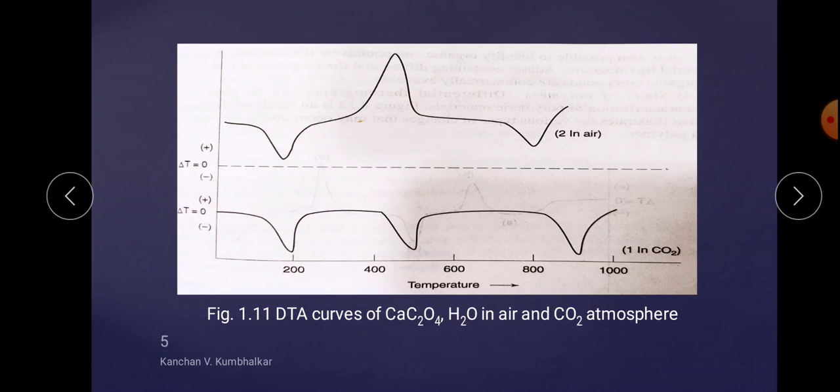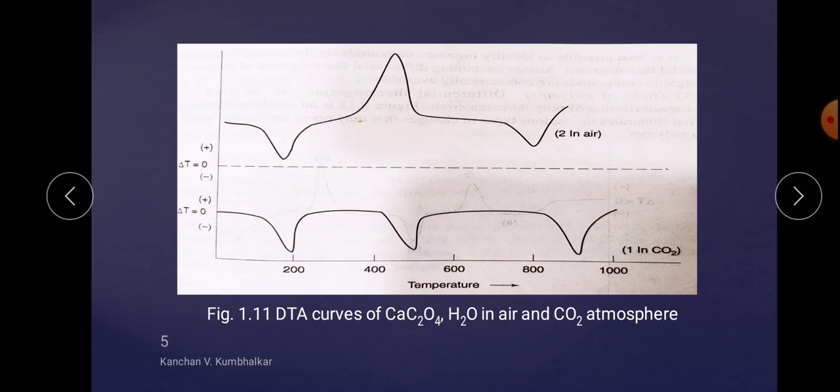Before that, this is obviously a simple DTA curve. What is the DTA curve? In a DTA curve, we put delta T on the y-axis and temperature on the x-axis. This DTA curve was studied in a previous lecture. This is the DTA curve of calcium oxalate monohydrate in two different atmospheric conditions. We know that among the factors affecting the DTA curve, the prominent factor is the atmosphere. If you change the atmosphere, the DTA curve changes.